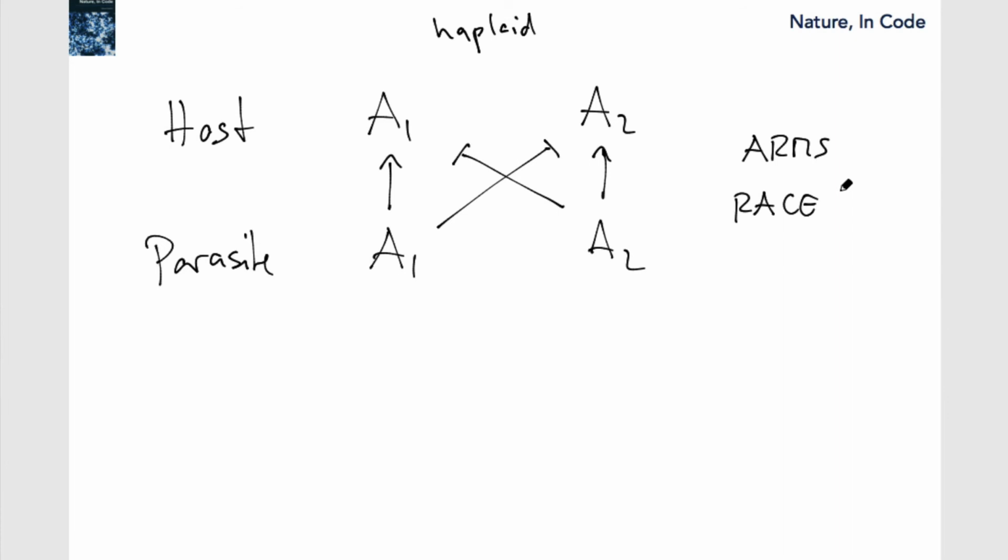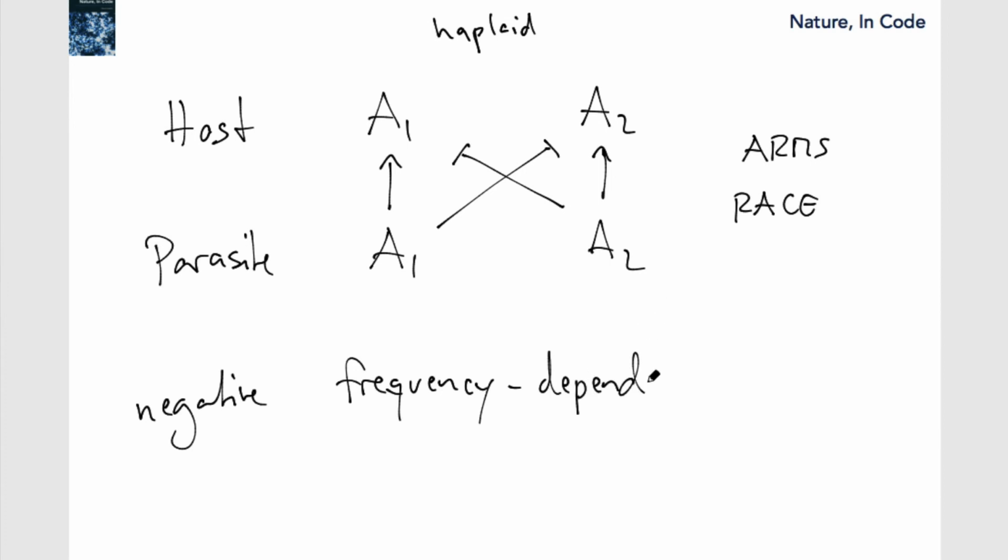And what's important here is that we have something that we call negative frequency dependent selection. What does that mean? Okay, so there are two things here. It's frequency dependent and it's negative. So let's look at this first. Frequency dependent simply means that your fitness does not just depend on your own genotype, but also on the genotype of the other players in the system. That's what frequency dependent means.